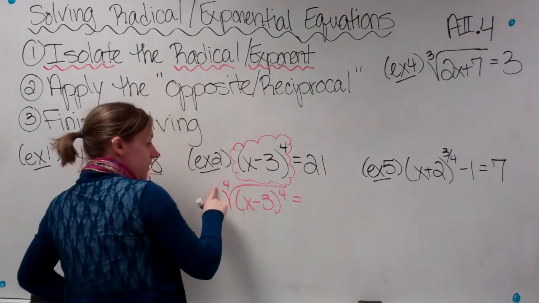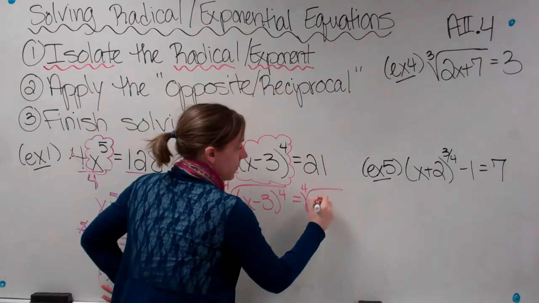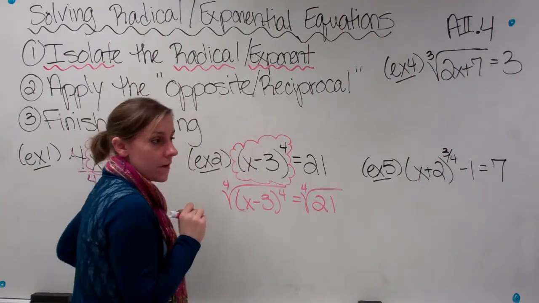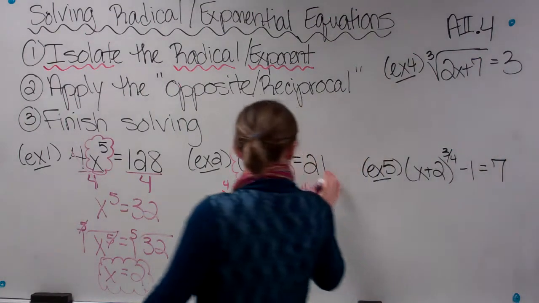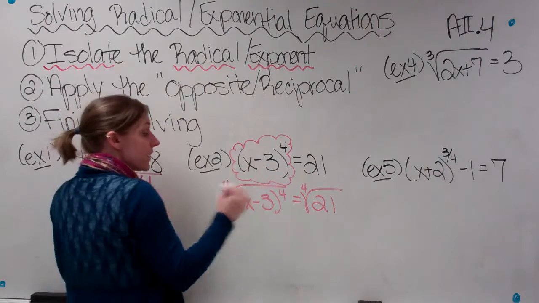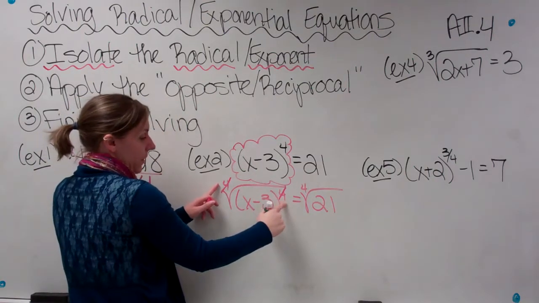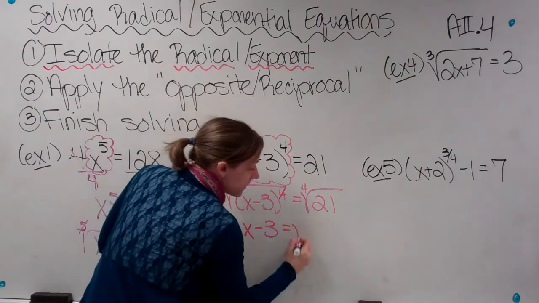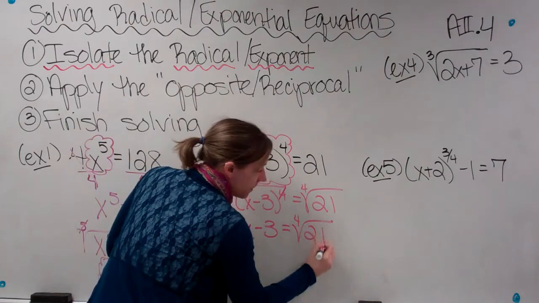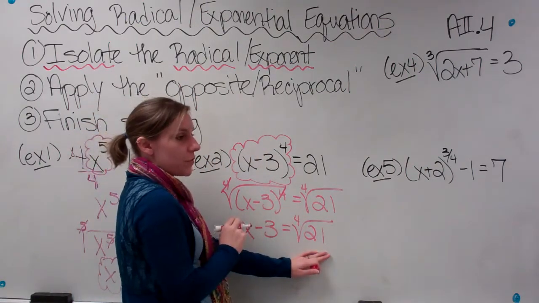Whatever I do to the left side, I have to do to the right side. All right, so after I do that, we finish solving from here. The 4th root and the 4th power cancel. You get x minus 3, and this doesn't actually evaluate. It doesn't simplify, so it's still just the 4th root of 21.